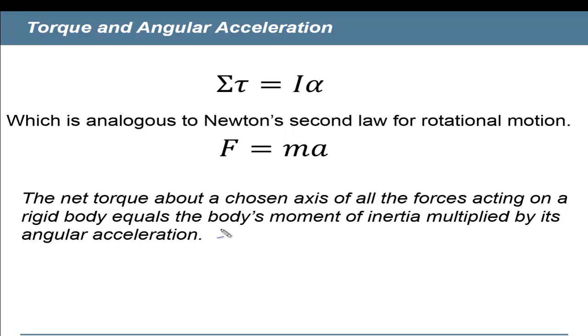Put in words, it just says the net torque about a chosen axis, and we can actually choose the axis, of all the forces acting on a rigid body equals the body's moment of inertia multiplied by its angular acceleration. And remember, moment of inertia is an inherent property of the body we're dealing with, because it describes how the mass is distributed around the axis of rotation. So it's dependent on the body. It's also dependent on where it's rotating.